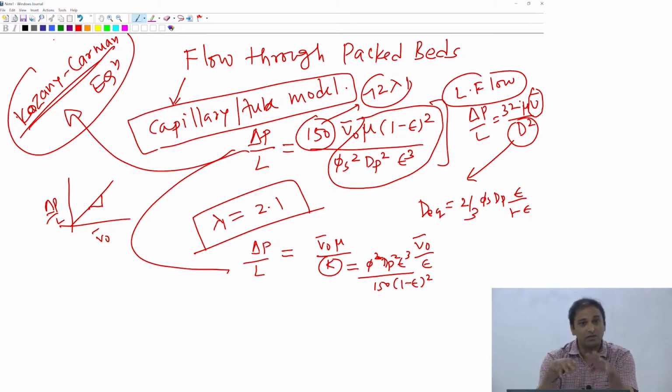is because it's a very well thought out model. Any model that stands for about 10 years is considered to be a really good model. But the fact that this has been there for more than 50-60 years means this is one of the really nicely developed methodologies for getting this delta P by L.